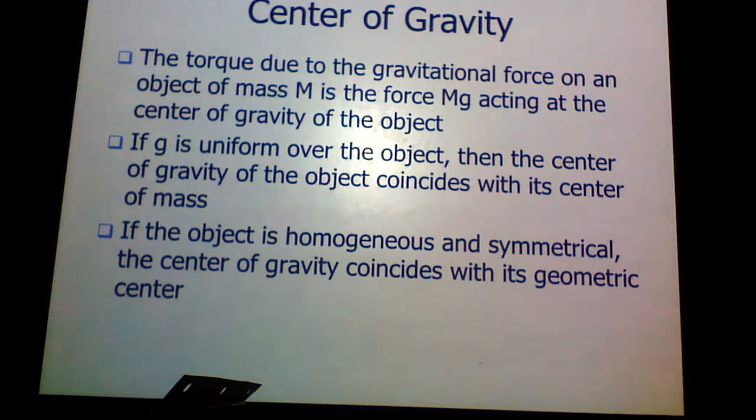So it says that the torque due to gravitational force on an object of mass m is the force mg. So we already know that. That's just the weight force that's acting at the center of gravity of the object. So center of gravity is just where all of the mass is aligned with the acceleration due to gravity.